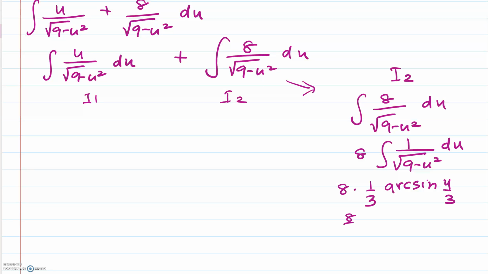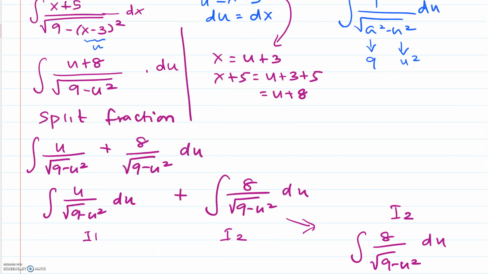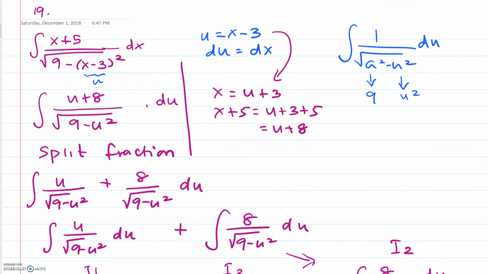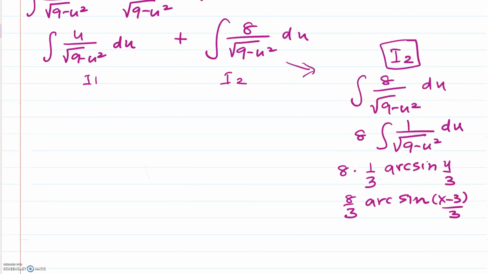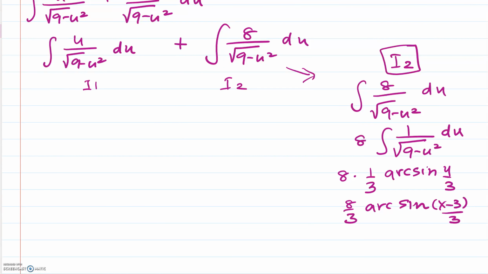This will simplify to 8 by 3 arc sine, replacing u, x minus 3 over 3. Right? So this is integral 2. Right. So we're going to work on integral 1, and this is integral 1. Okay, so this is integral 1.